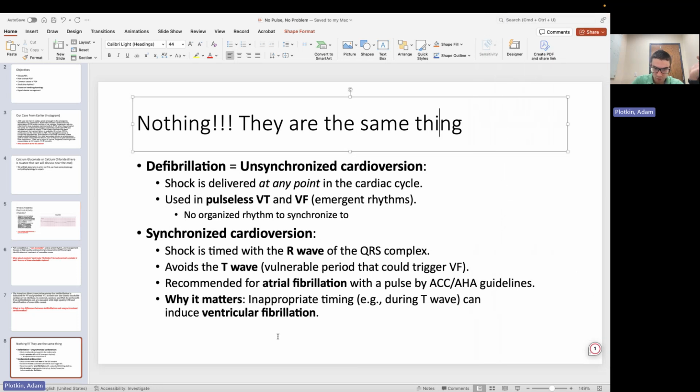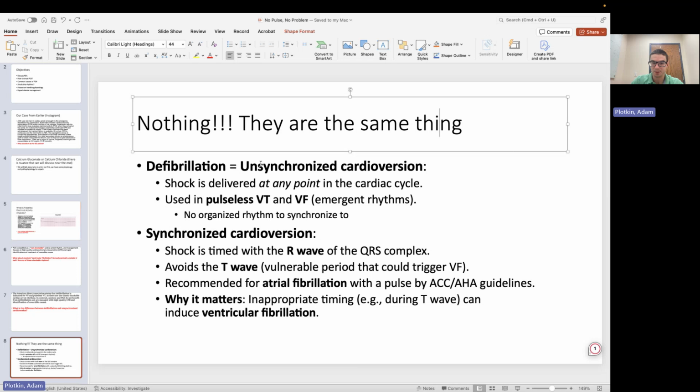This really matters with synchronized cardioversion, because inappropriate timing during the T wave can induce ventricular fibrillation. A classic USMLE Step 2 question would be that the patient gets some sort of shock, and it sends the patient into ventricular fibrillation, and they ask you where we initiated the shock. The answer would say something about the T wave or during the repolarization of the cardiac action potential, okay? That's probably a little bit too advanced for a Step 1 question.